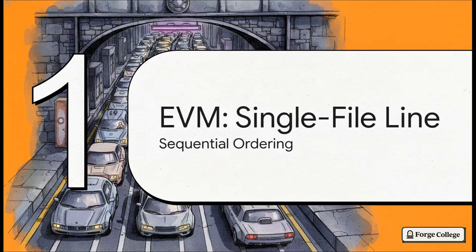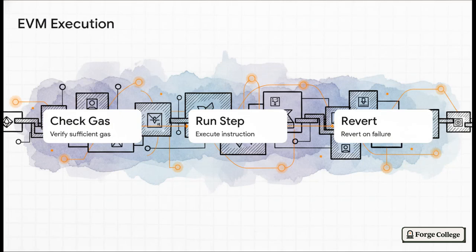Section 1, EVM, the single file line, sequential ordering. Let's start with the Ethereum virtual machine. If the EVM were a piece of physical infrastructure, it would basically be the ultimate unyielding single-lane toll booth. Every single transaction has to wait its turn. There's no cutting in line, and there is absolutely no driving side by side.